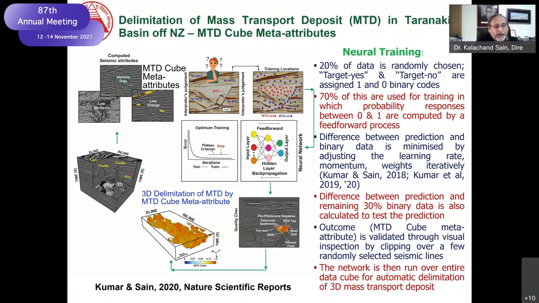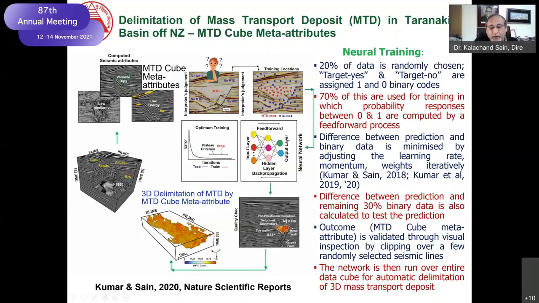So now, once we find out the machine is well trained, that entire system is run for the 100% volume of the data. And wherever the presence of the mass transport deposit is more than 0.7 threshold, we observe, because I have told that by doing the feed-forward process, we compute the binary value between 0 and 1. Wherever we find value more than 0.7, we know that there is a presence of the mass transport deposit. And this way, from the entire volume of the data, automatically, by looking into more than 0.7, we find out the delimitation of the subsurface geologic features, in this case, mass transport deposit.